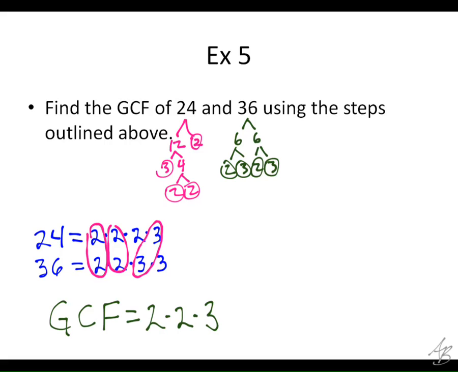All right, so then the last thing we need to do, we're not quite done. Yeah, multiply it out. 2 times 2 is 4, times 3 is 12. Now, I want you to look up at example 4. Example 4 asks you to find the GCF of 24 and 36. Did you get the same thing?